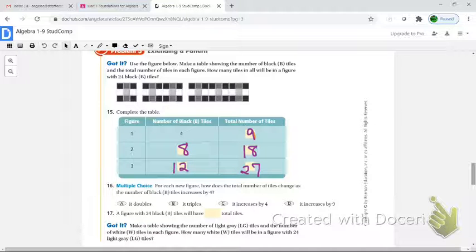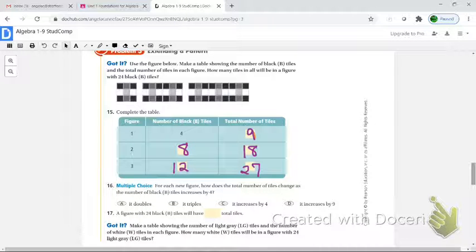Is it doubling? Is it tripling? Is it increasing by 4, or is it increasing by 9? Well, it's not doubling, because 9 times 2 is 18, but 18 times 2 is not 27. Tripling would be 9 times 3, which is 27, but 18 times 3 is not 27, so that does not work at all. Increasing by 4s, 9 plus 4 is not 18. 18 plus 4 is not 27, so that doesn't work for our y values at all.